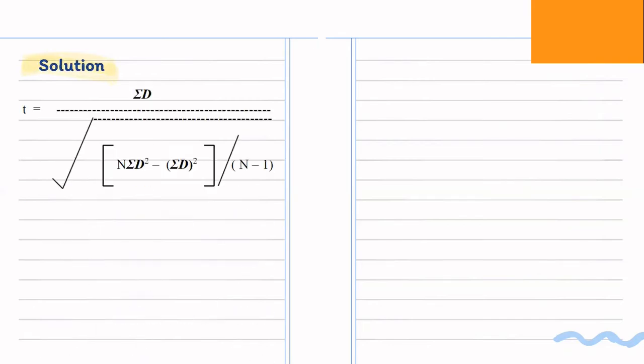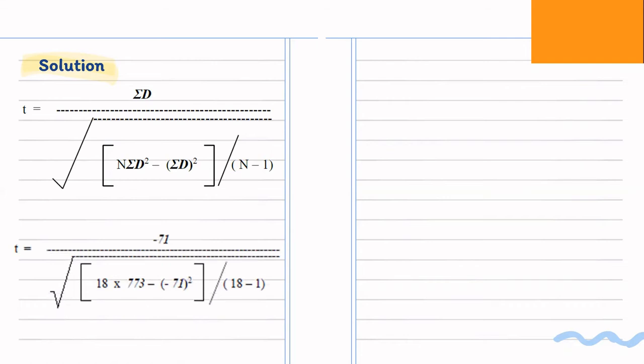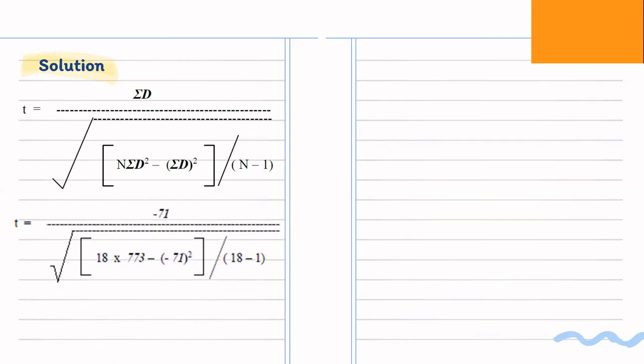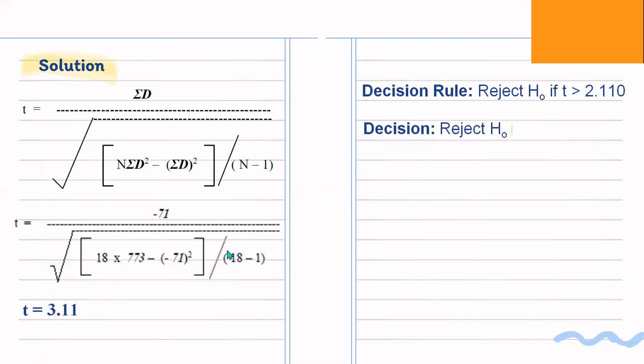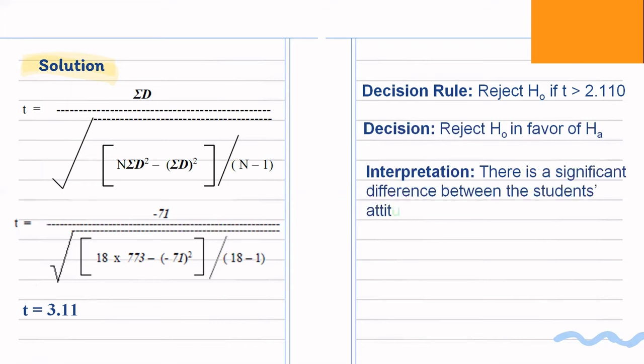And to solve for this, we use our formula for t-test for dependent or correlated means. We just plug in the values and we get a t-value of 3.11. So our decision rule is to reject the null hypothesis if the t-value is greater than 2.110. So since our t-value that we found here is 3.11, our decision is to reject the null hypothesis in favor of the research hypothesis. That means that there is a significant difference between the students' attitude before and after the rural service program.